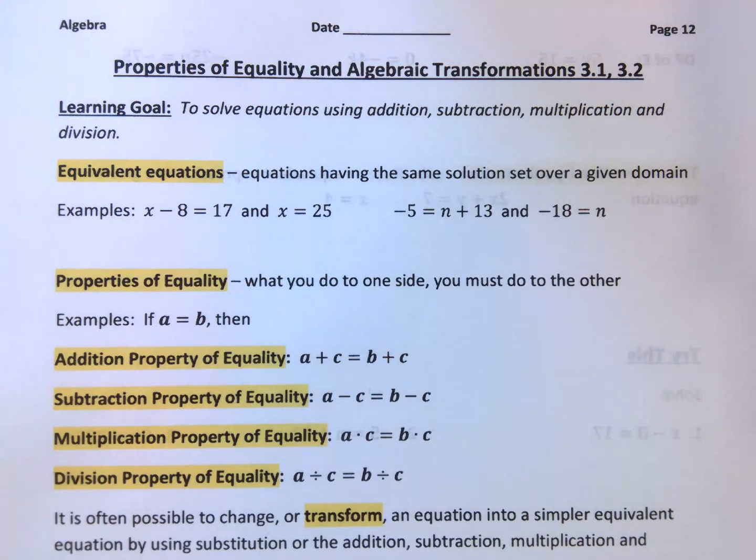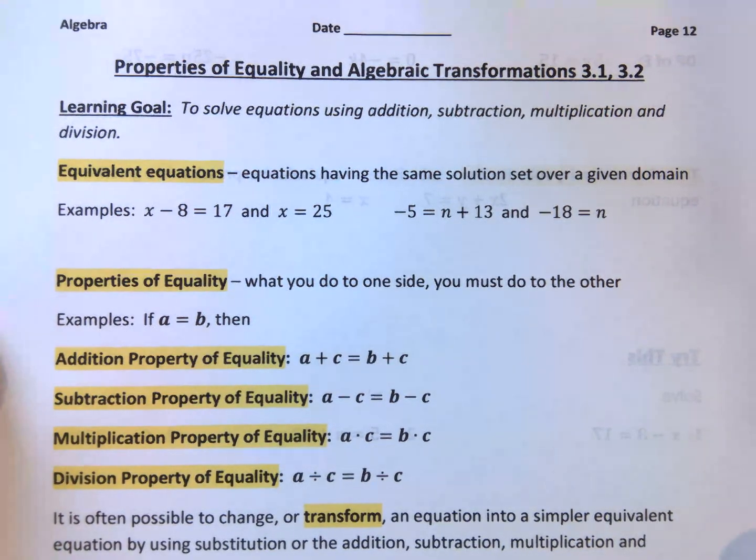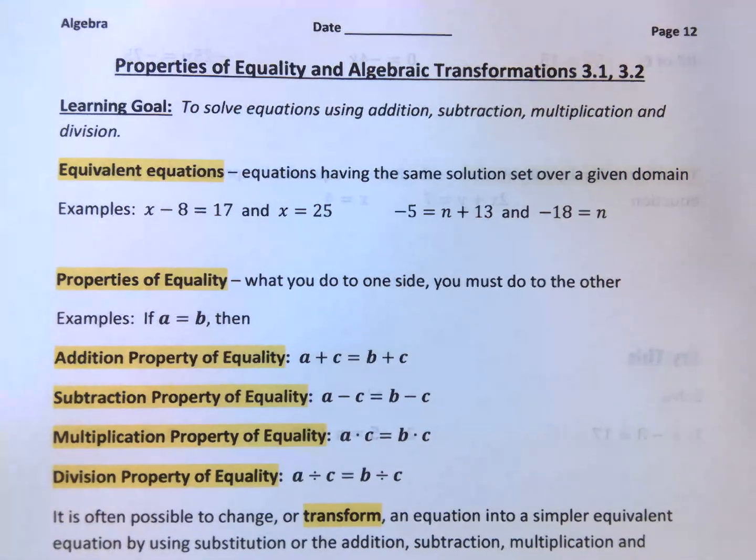And algebraic transformations are different than geometric transformations, which are like translating and rotating. Those are geometric transformations. Algebraic transformations is just rearranging an equation or an inequality or a formula. Okay, so we're going to solve equations using addition, subtraction, multiplication, and division. There's a lot of vocabulary in this lesson, so please make sure that you're reviewing it.